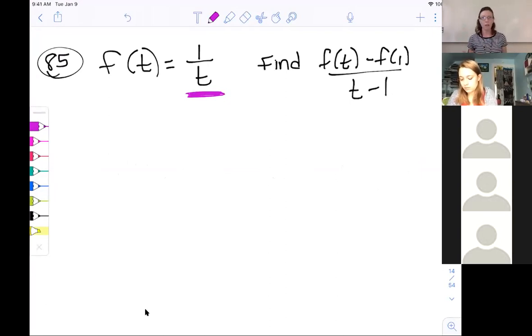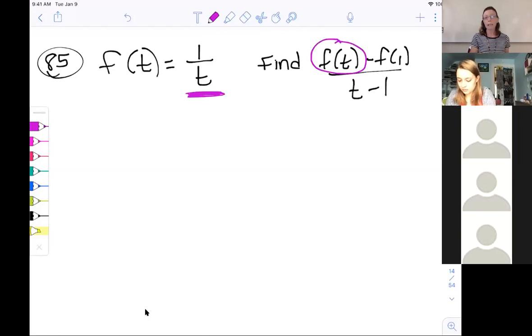So it asks us to find f of t minus f of 1 all over t minus 1. A difference quotient has this pattern where you're subtracting two types of functions, or two pieces of a function, in the numerator, and then in the denominator you're going to have something else in it. Sometimes it's just a t. In this case, it's that quantity t minus 1. But a difference quotient has this form where you have something minus something and then divided by something in the denominator.